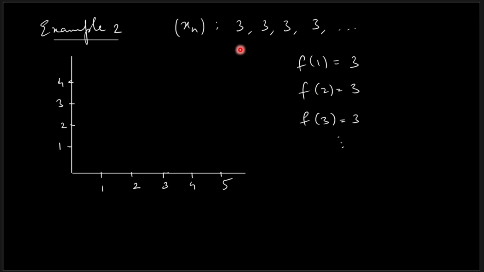For the second example, let us consider the constant sequence 3, right? The first term is 3, second term is 3 and so on. Now if we plot this sequence, the first term is 3, so f of 1 is equal to 3, second term is 3, so f of 2 is equal to 3 and so on. So this constant sequence has this kind of behavior.